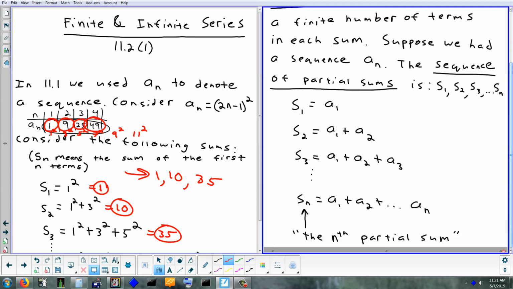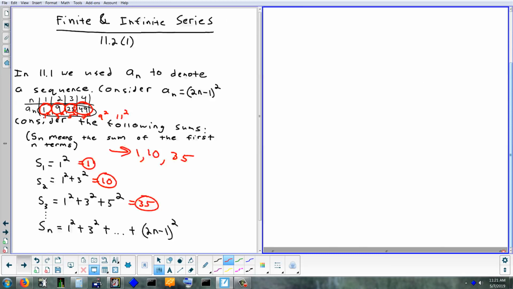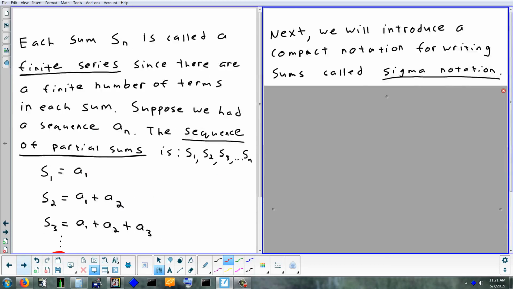So S sub 1 is called your first partial sum, S sub 2 the second, S sub 3 the third partial sum. This one is the nth partial sum, from the first term up to the nth term. Writing something like this gets kind of time consuming. If I wanted to write S sub 50, I don't want to write A1 plus A2 plus A3 all the way to A50. It's going to take a while.